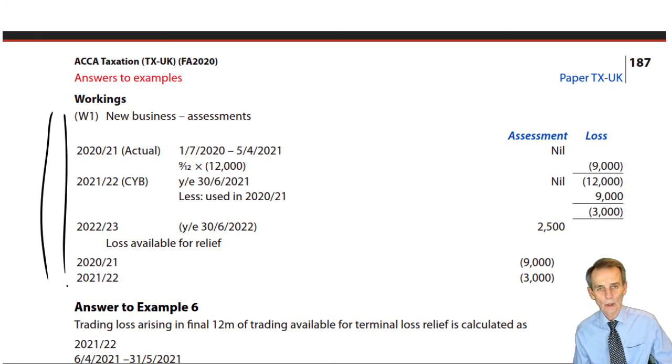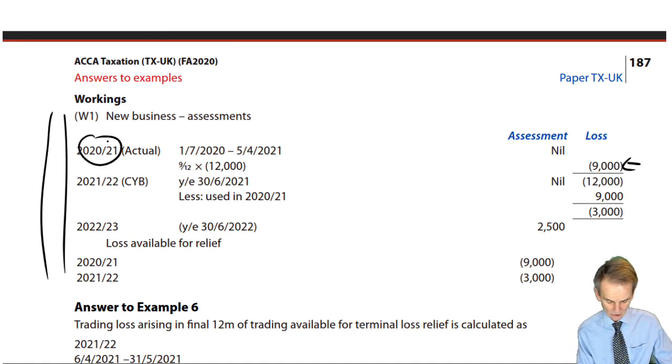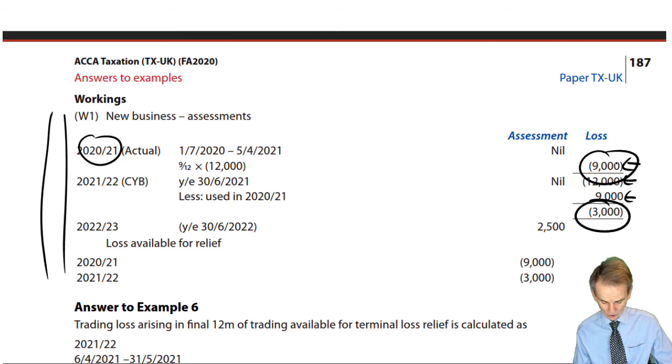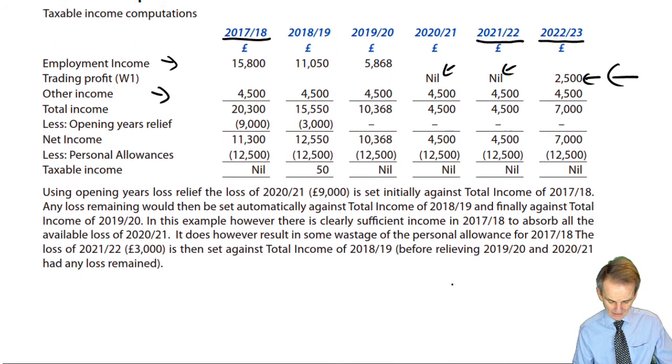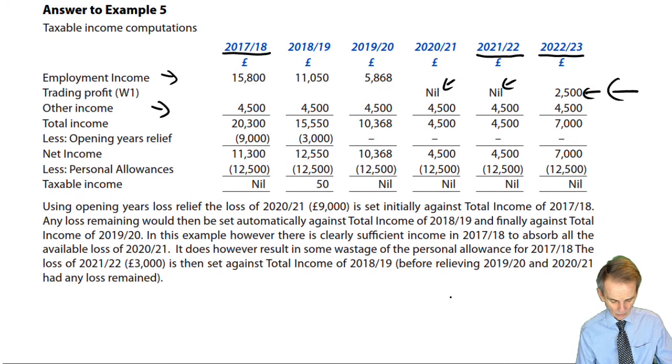This time none of the loss used in aggregation because we started with the 12-month period. So the first 9 months is allocated to 2021, £9,000. We then get the remaining 3 months because all of the year end June 21 falls into 21-22. Take out what we've used, there's your remaining 3,000. You've had the 9 in the previous year. 3,000 is available for 21-22. What does it then go against? It goes against total income.